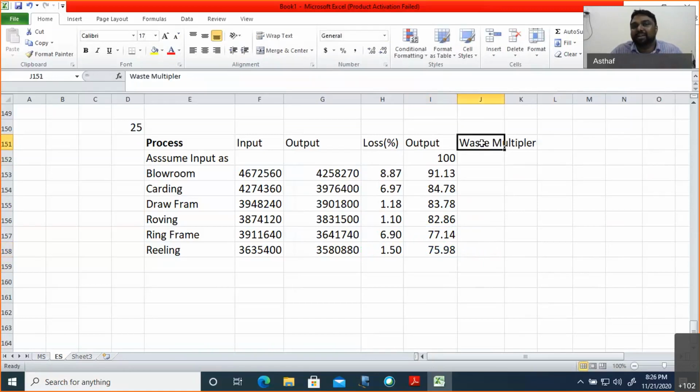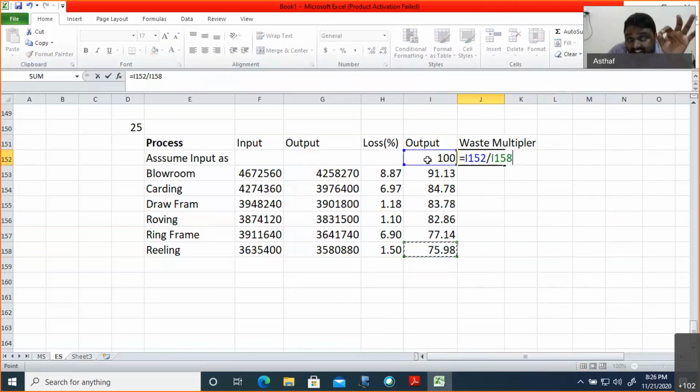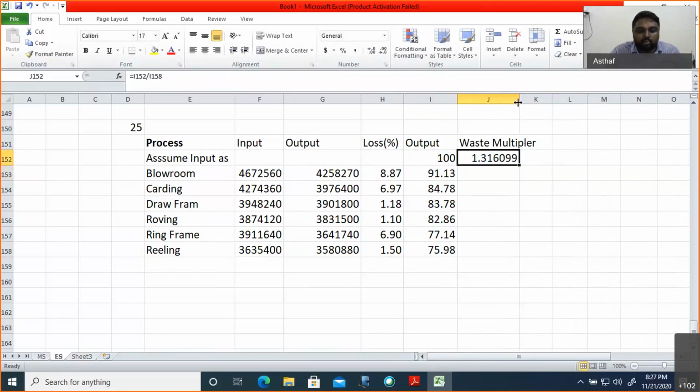Now we are going to do the main thing, waste multiplier. What is the waste multiplier? We are starting, listen here. 100 is the input here. Your final output is 75.98. If 100 we give as an input, your final output is 75.98. Otherwise, we can say it is 1.316091 times. The balance is the loss.